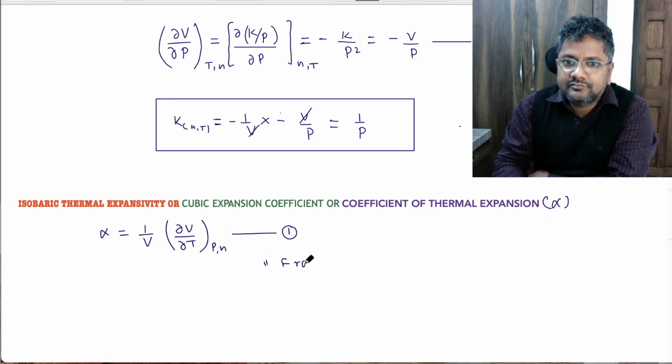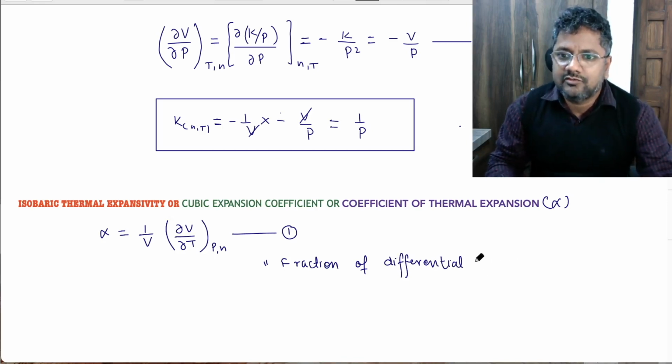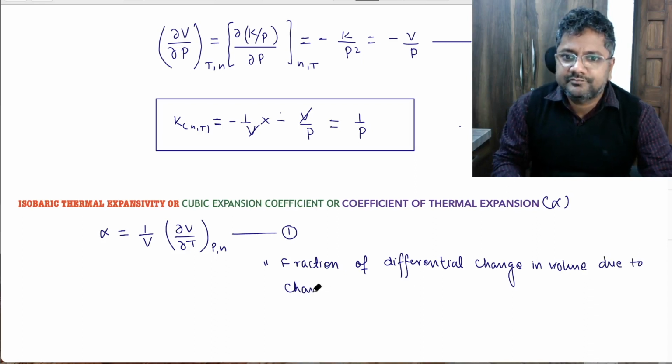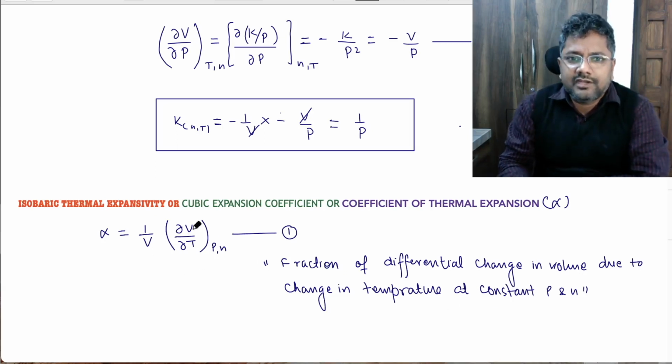Fraction of differential change in volume by change in temperature due to change in temperature at constant P and N, right? Now, how to evaluate this del V by del T?